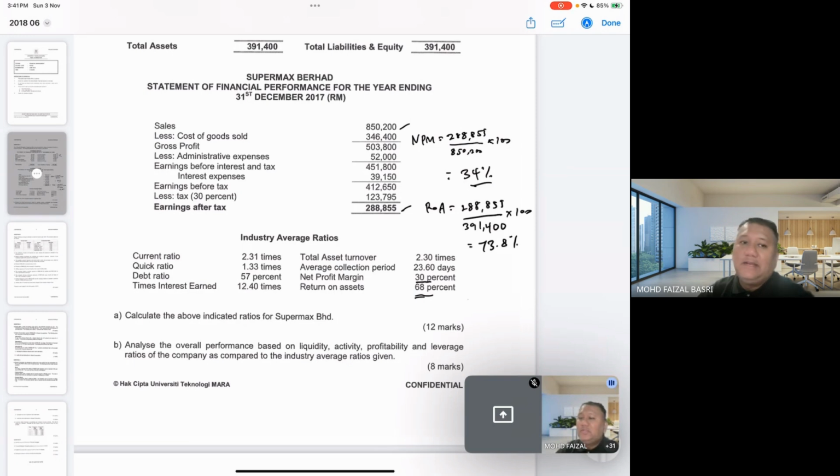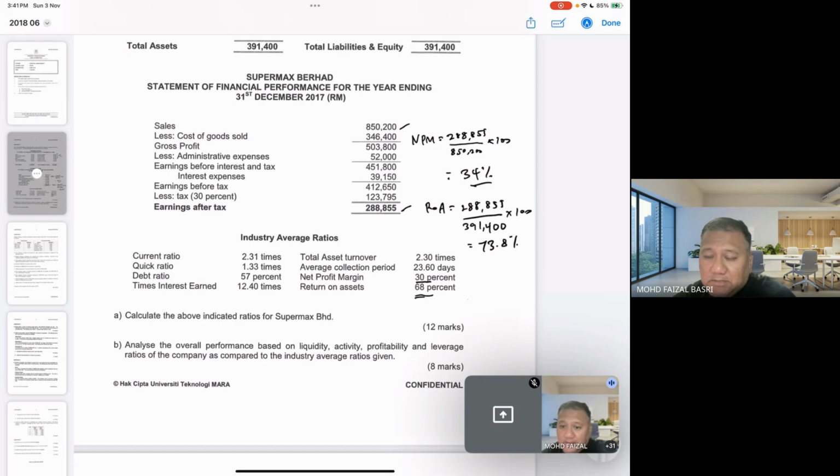Tapi untuk ratio-ratio yang lain, dalam activity is quite easy to remember sebab the name of the ratio is the formula itself. Contohnya macam ni lah, total assets turnover. Remember turnover tadi sales kan? Cuma turnover ni I tak beritahu tadi, you can associate juga dengan positioning of the formula dia turnover.